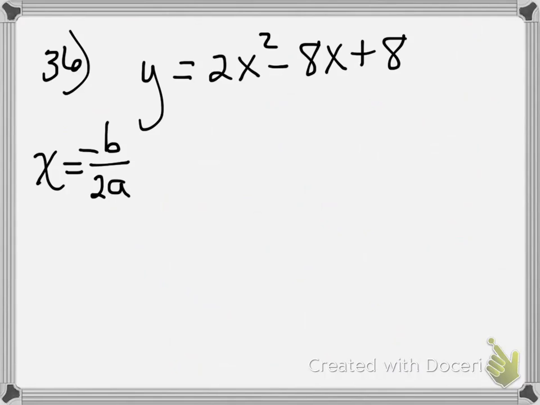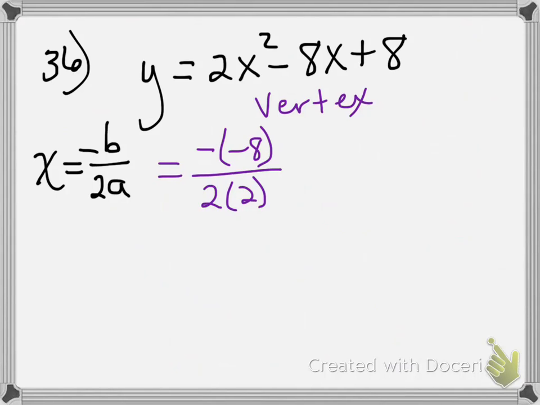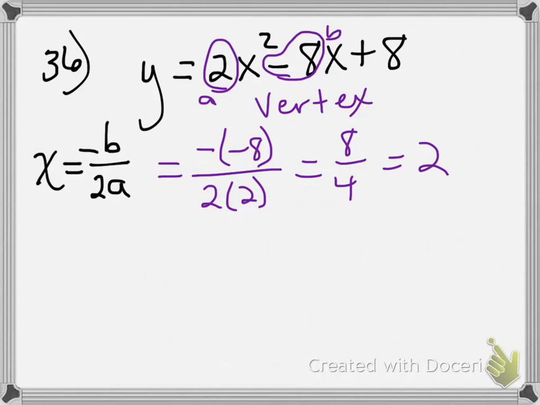For number 36, we're looking for the minimum or maximum value. The minimum or maximum value is always the vertex. So we're trying to find the vertex of this quadratic function. So I have x equals negative b divided by 2a. So that's going to be negative 8 divided by 2 times 2, because this is my b and this is my a. So I have 8 divided by 4, which is 2. That's the x value of my vertex.